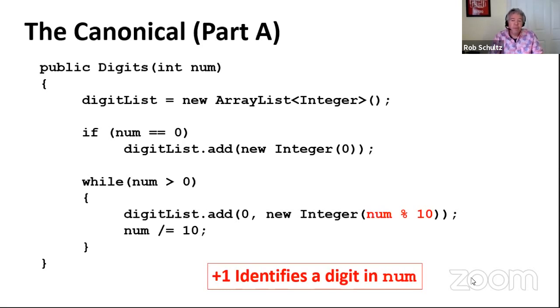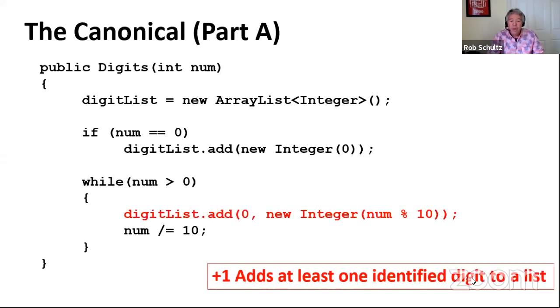If you think about what modulo 10 does, modulo gives us the remainder of a division problem. So if I have, for example, the number 369, if I divide by 10, remember in Java, an int divided by an int gives us an int. So 369 divided by 10 will give us 36 with a remainder of 9, and that's where the modulo comes from. So by using num modulo 10, we're identifying the last digit in our number.